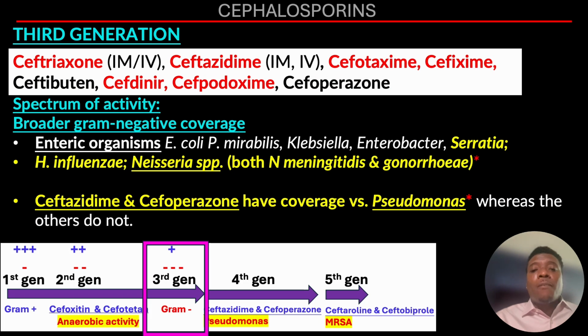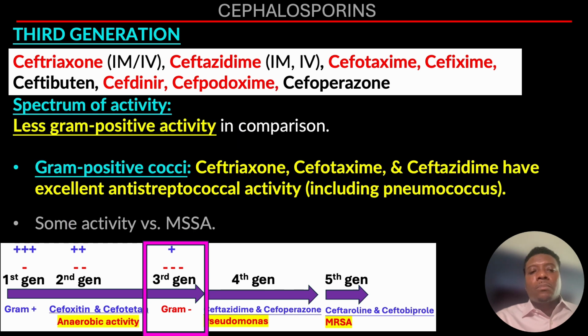Now, third generation cephalosporins, they're what I call the workhorse of the cephalosporins. Especially for inpatient diseases, we use these medications a lot. Because of the third generation, it has broader gram-negative coverage, including Serratia, H. flu, and also very importantly now is Neisseria species, both Neisseria meningitidis and Neisseria gonorrhoeae. Also very important is that ceftazidime has additional coverage for Pseudomonas, whereas the other cephalosporins do not.